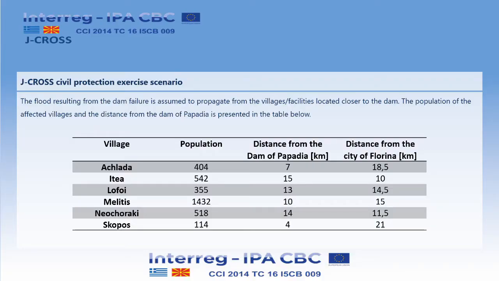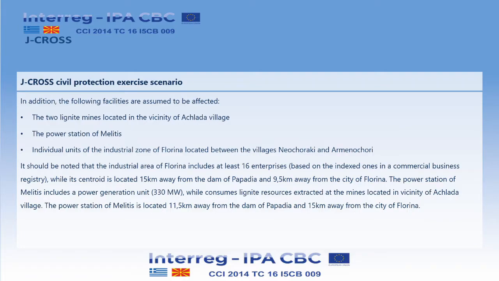The flood resulting from the dam failure is assumed to propagate from the villages or facilities located closer to the dam. The population of the affected villages and the distance from the dam of Pelagonia is presented in the table below. In addition, the following facilities are assumed to be affected: the 2 lignite mines located in the vicinity of Aklada village, the power station of Melodis, and individual units of the industrial zone of Florina located between the villages Neokoriki and Armanakori. It should be noted that the industrial area of Florina includes at least 16 enterprises, based on the indexed ones in a commercial business registry, while its centroid is located 15 km away from the dam of Pelagonia and 9.5 km away from the city of Florina.